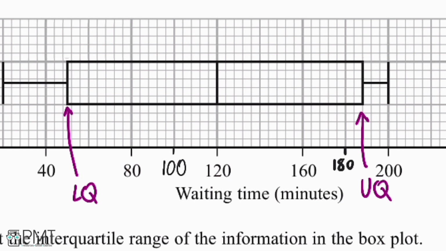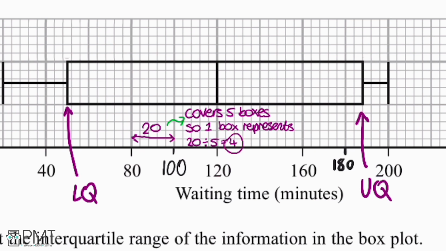And how many little boxes do we have? Well, we've got 1, 2, 3, 4, 5. So going between 80 and 100, the difference is 20. So that covers 5 boxes. So the range of 20 is covered by the 5 little boxes. So one box represents 20, which is the total, divided by 5, which equals 4. So every time we move along one little box, we're moving along 4. And that should help us when we work out the lower quartile and the upper quartile.